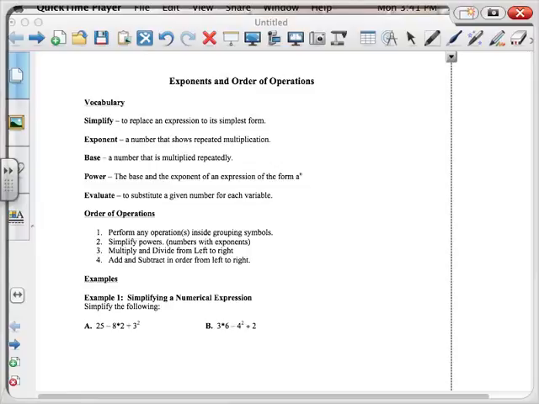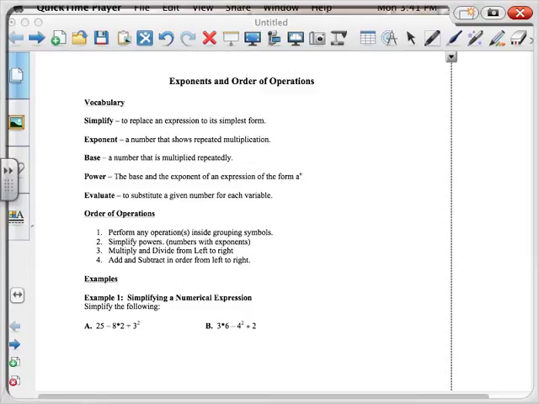An expression in its simplest form. So anything that can be reduced down to as simple as you can get it is what it means to simplify. An exponent is a number that shows repeated multiplication. That's the little number in the upper right hand of the big number, which is called our base. And it is a number that is multiplied repeatedly.